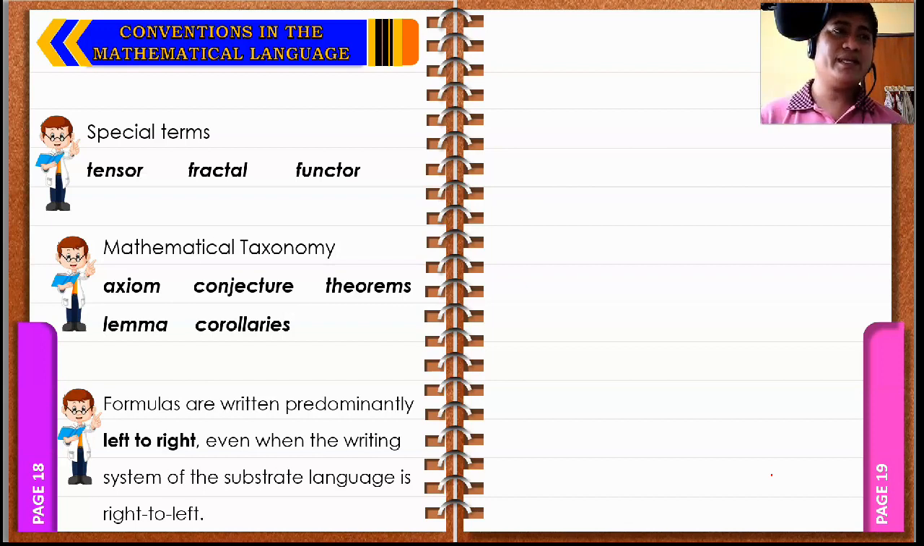So we all know that formulas are written predominantly from left to right, even when the writing system of the substrate language is right to left. So when you're writing from right to left, it would be hard if you're writing the formula from right to left. So we all know that in writing the formula, it is from left to right.